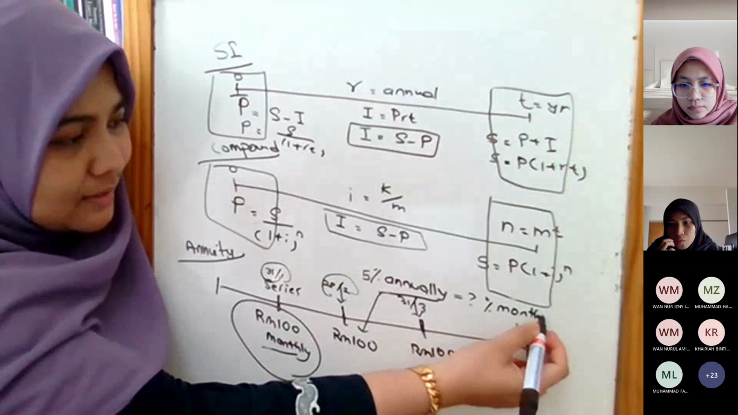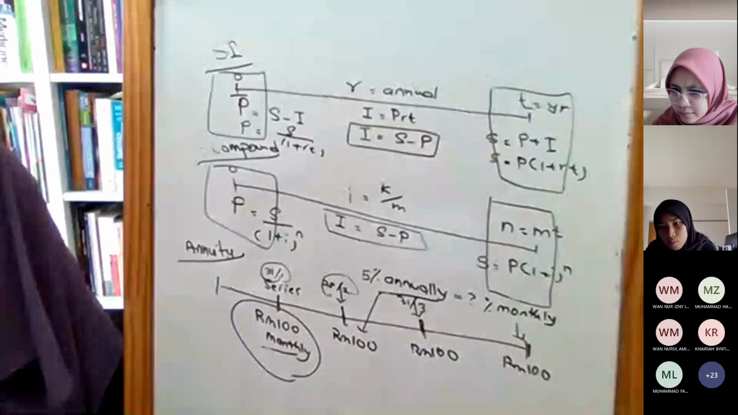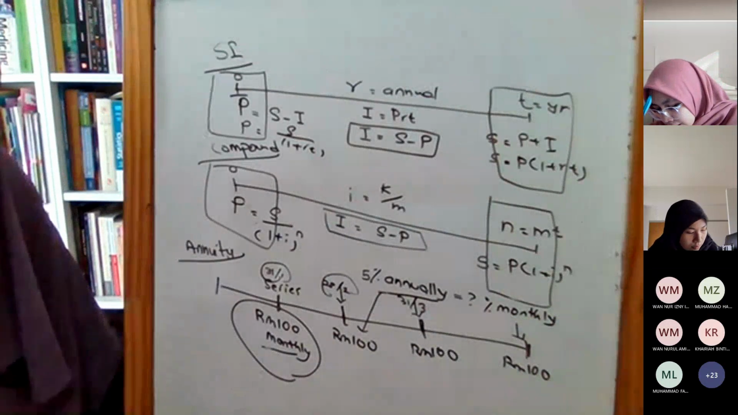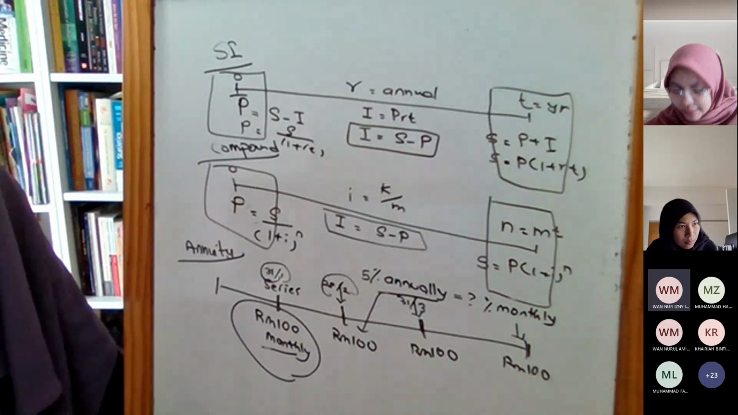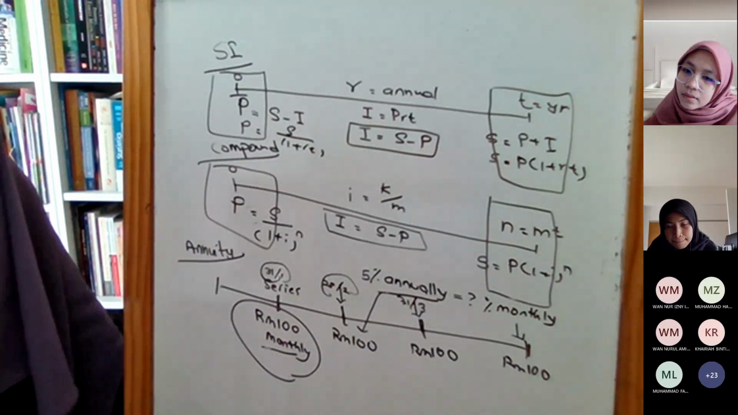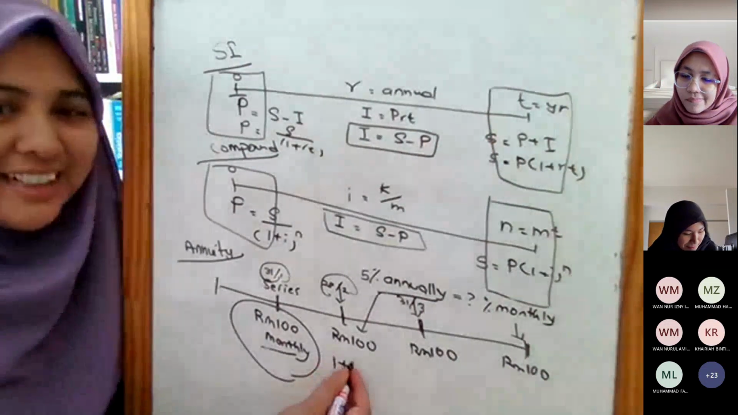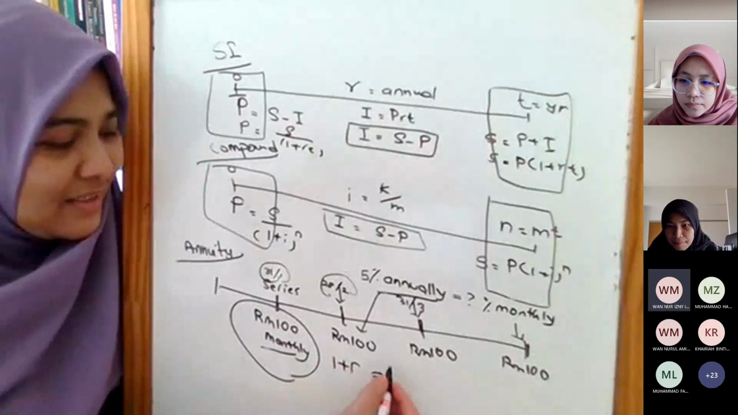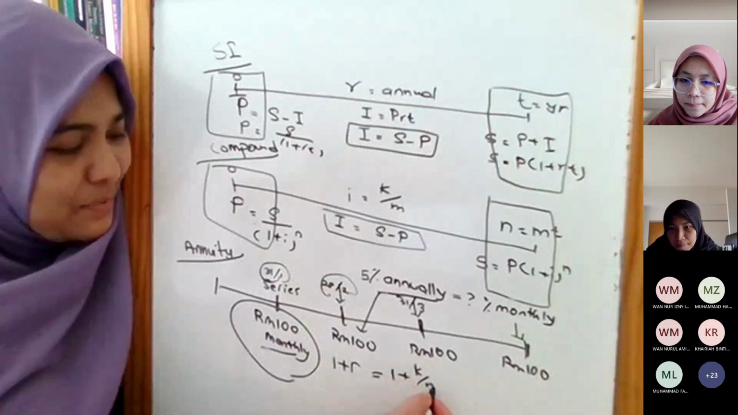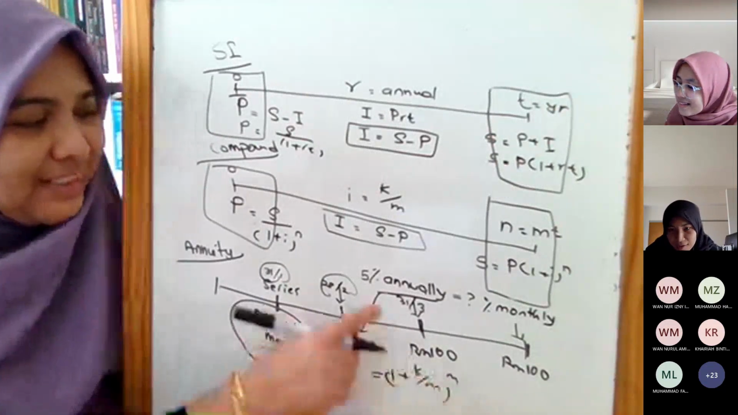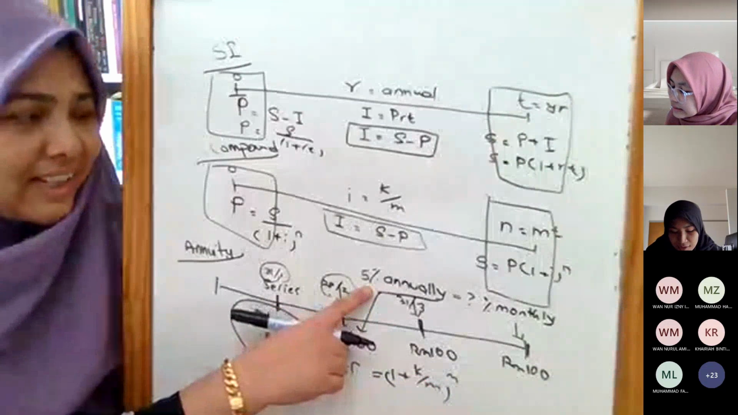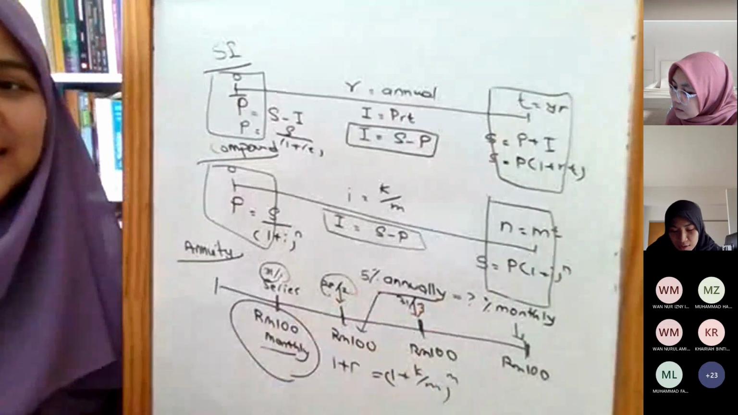How do we convert it? Five divided by 12? Oh, you can't do that. Remember this? 1 plus r is equivalent to 1 plus k over m to the power of m. This is your effective rate. Find its nominal rate monthly. Okay?